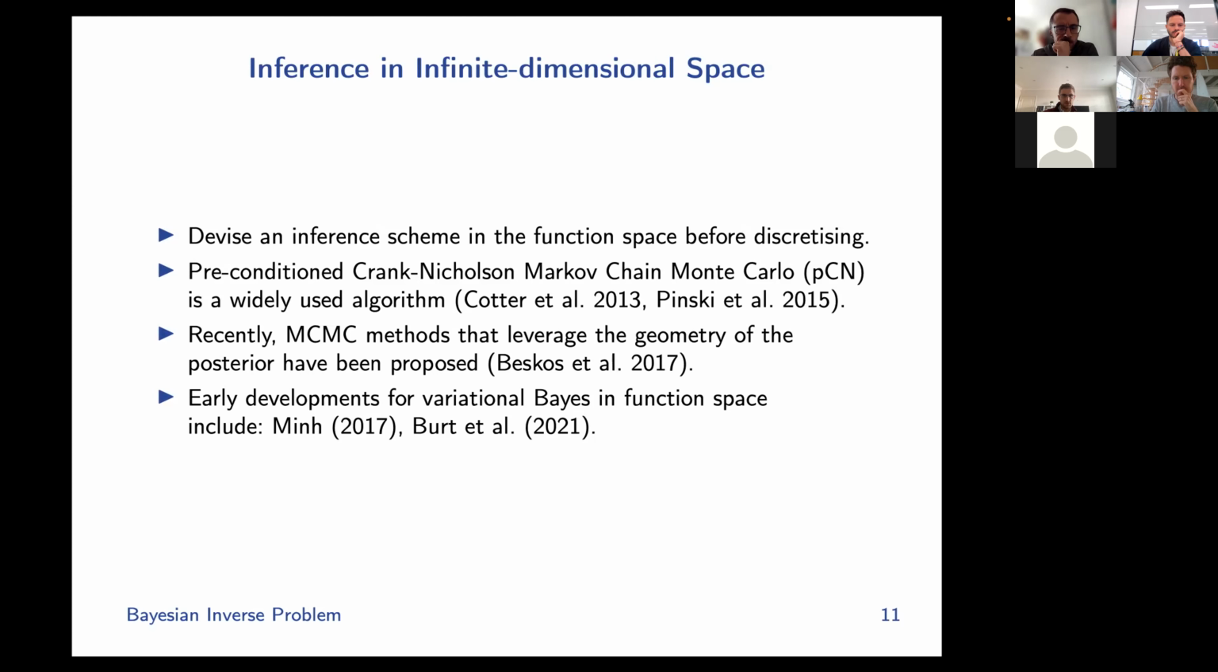This is the first approach, where we develop an inference scheme on the infinite dimensional space. Here, the most common approach is the preconditioned Crank-Nicolson MCMC. It's one of the algorithms we used for benchmarking. There have been some more developments, for example MCMC methods that leverage the geometry of the posterior, which is this reference. And there have been some attempts to develop variational Bayes methods in function space, and here are some references, but it's still not quite there.